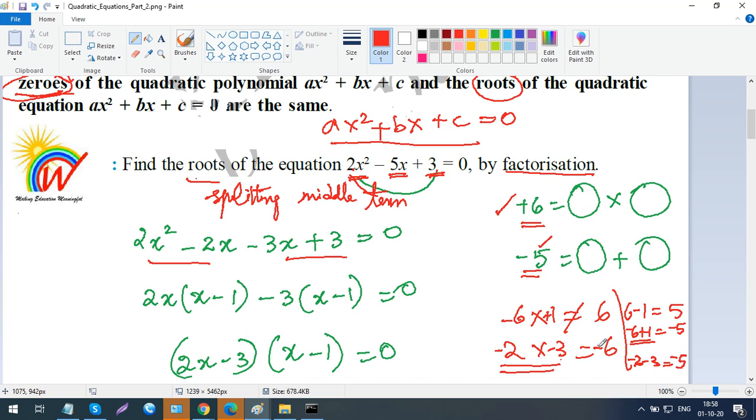So this perfectly works. So I will not take 6 and 1, I will instead take minus 2 and minus 3. So minus 2 into minus 3 is plus 6, and minus 2 plus minus 3 is going to give you minus 5.